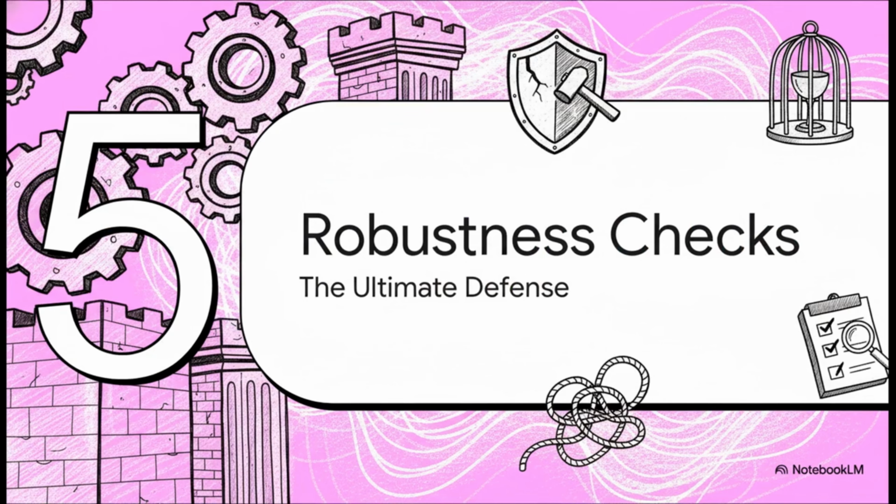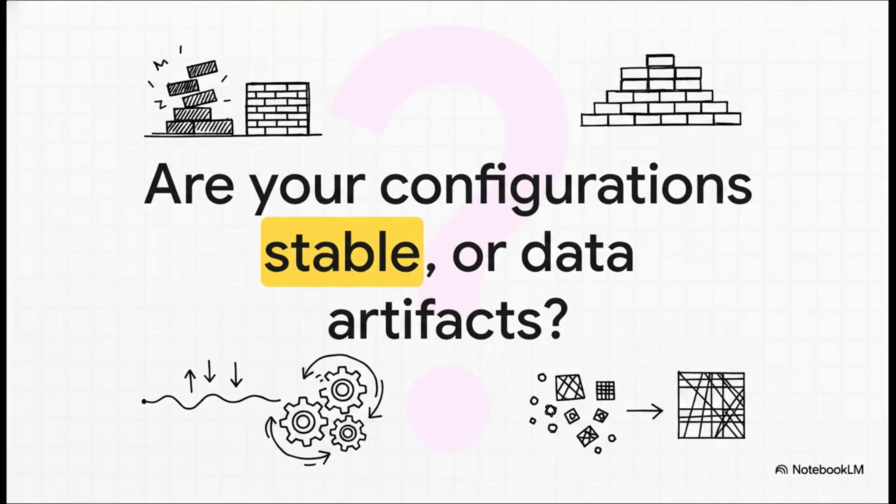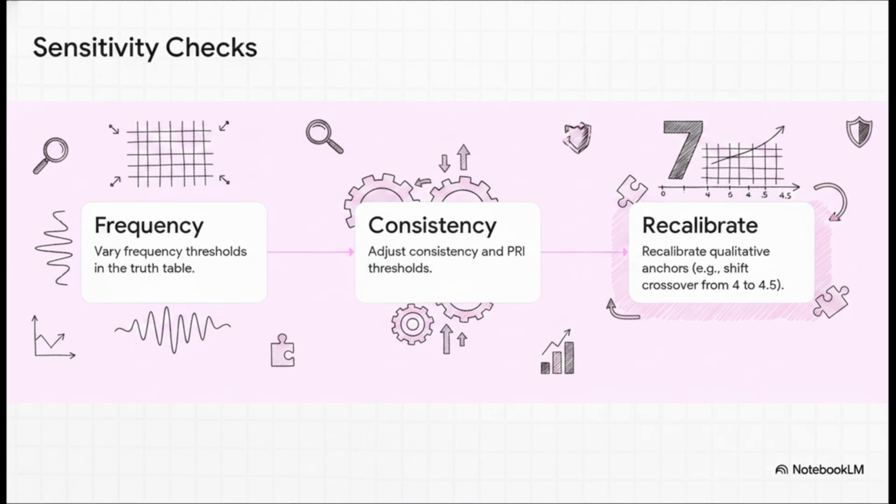Bringing us to Section 5, Essential Robustness Checks, the ultimate defense. So, you've presented beautiful models and these fascinating visuals, but now you have to prove your hard-won findings aren't just some fragile illusion. This is literally the ultimate examiner trap question. What happens if you tweak the thresholds? Are your configurations truly stable, or just artifacts of the software settings you happen to choose? To survive this trap, you've got to arm yourself with a precise 3-step sensitivity check.